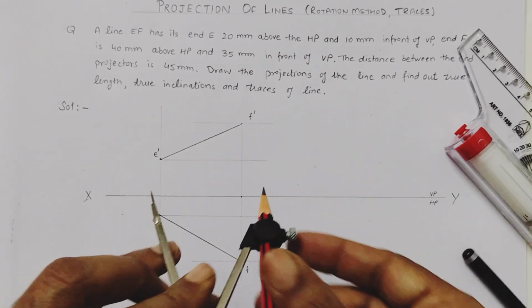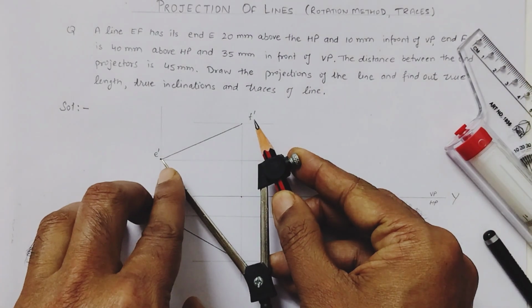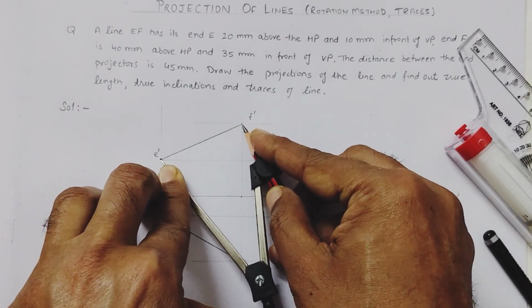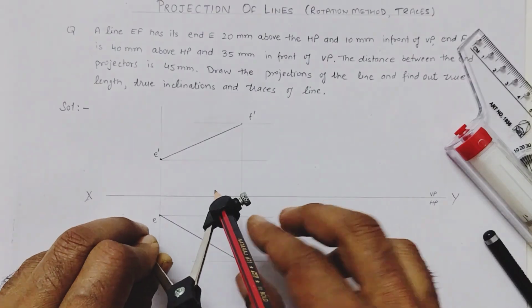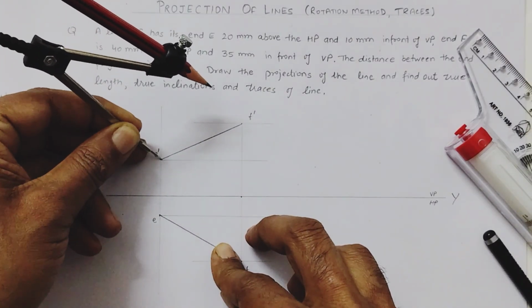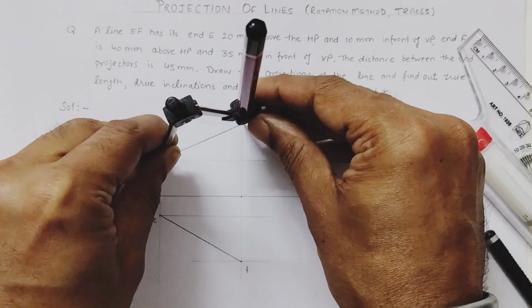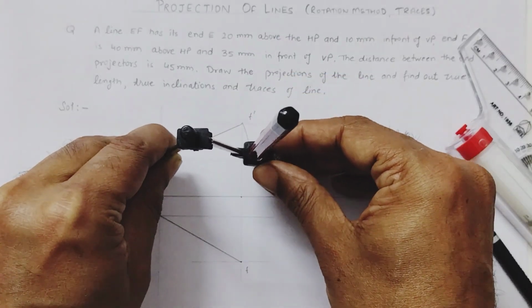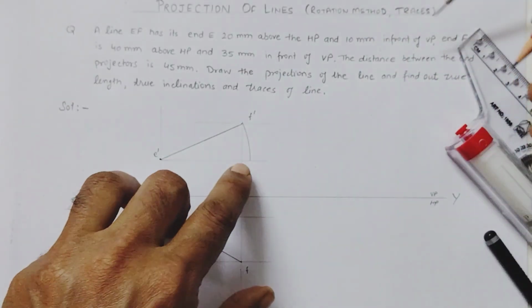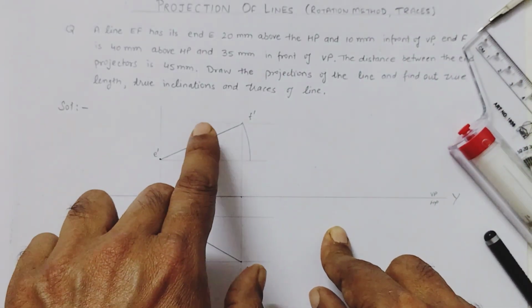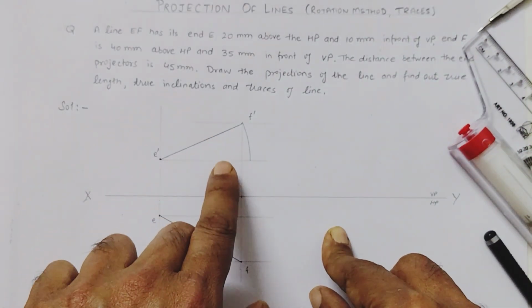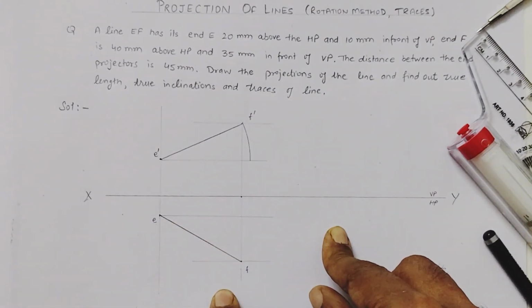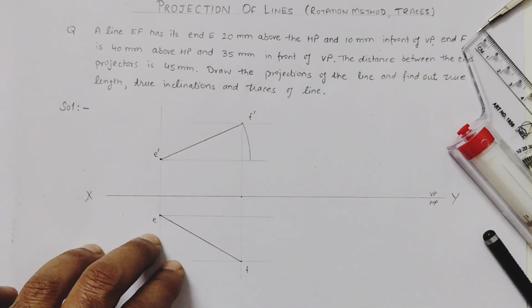So take a compass, open it equal to the length of this elevation. Now we have to use this E dash as a center and mark an arc here up to this point. That is, we make this projection parallel to XY, so that on the other side we get the true length of this projection.